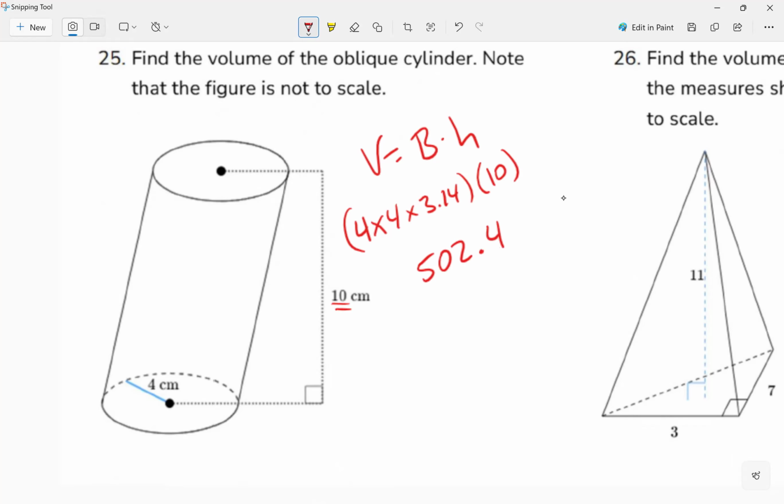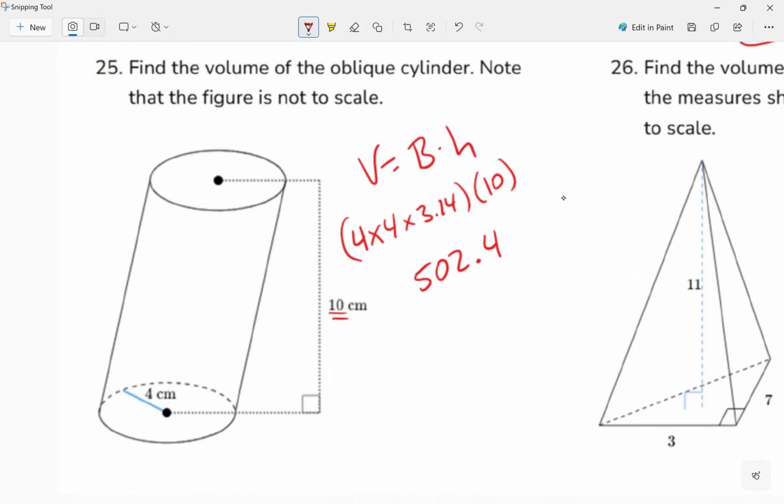Okay. Now, keep in mind, this one doesn't say where to round. If I use a decimal, I didn't need to round anything. If you use the pi symbol, you will have to round it. And because it doesn't say where to round, when it's not specified, we round it to 2 decimal places. So in that case, if you use the pi symbol, you would get 502.65.